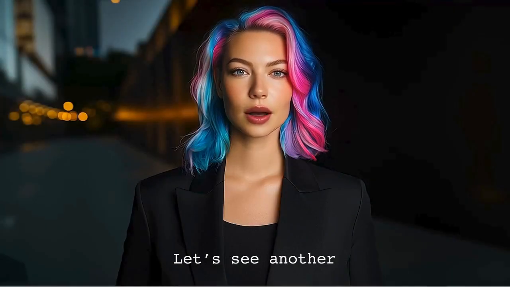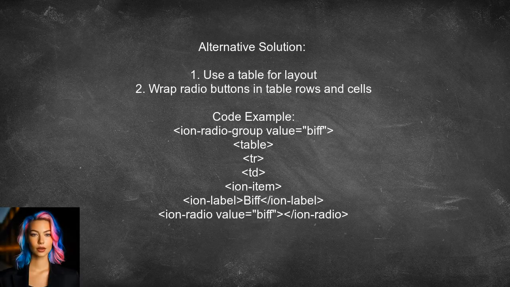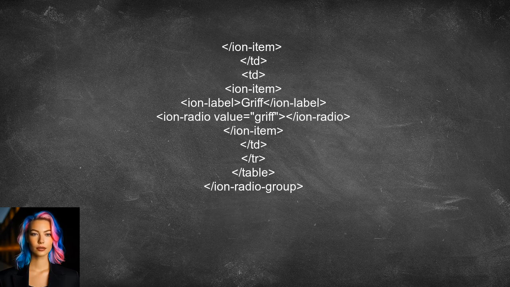Let's see another perspective. An alternative solution provided by another user suggests using a table structure to align radio buttons horizontally. They recommend wrapping the radio buttons and labels in table rows and cells for better alignment.